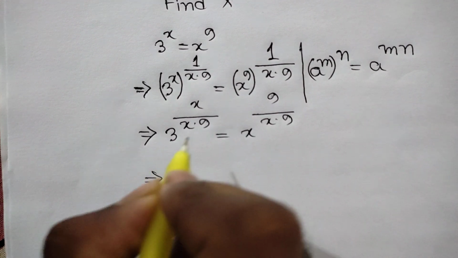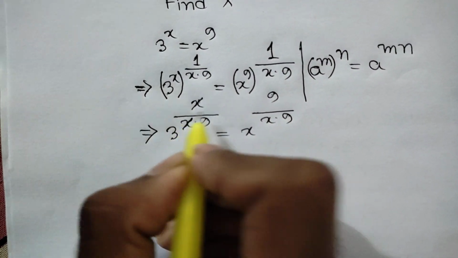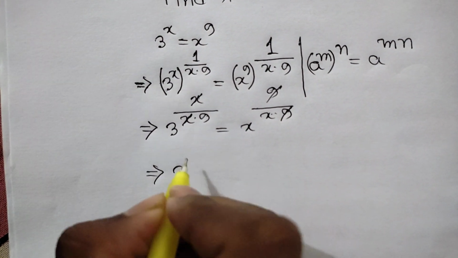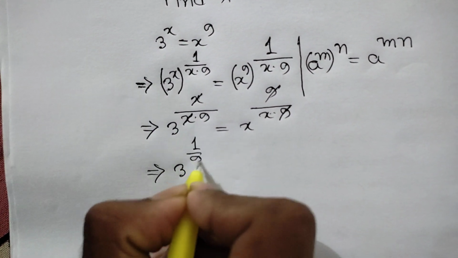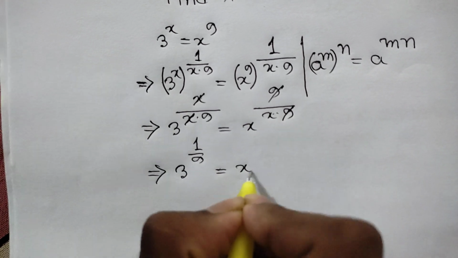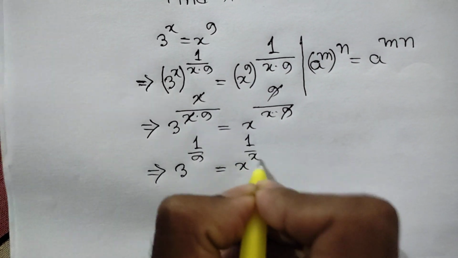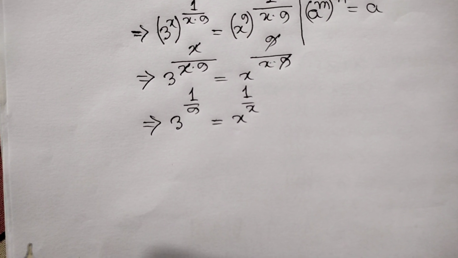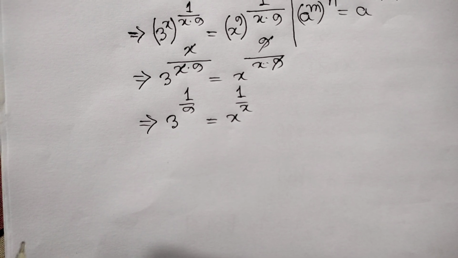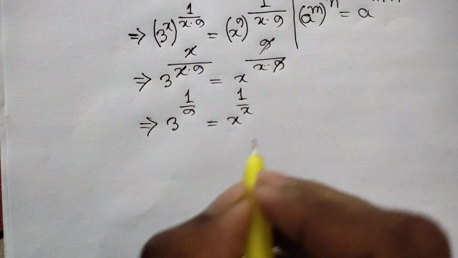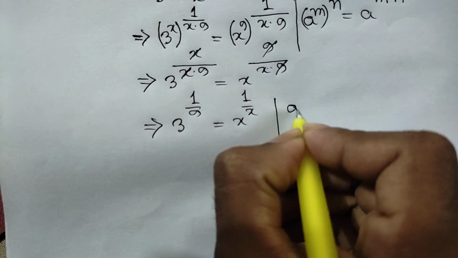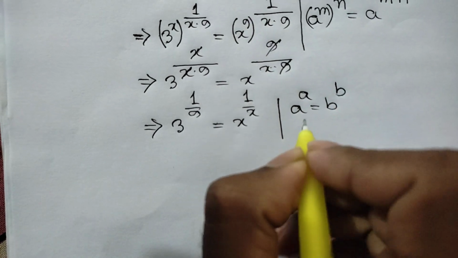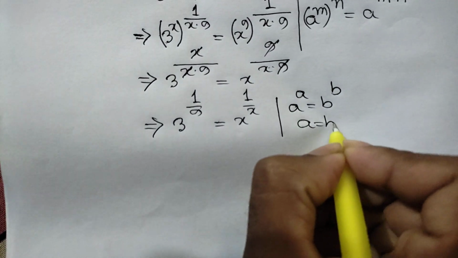Here this x cancels out this x and this 9 cancels out this 9, so we can write 3 to the power 1 over 9 is equal to x to the power 1 over x. To find the value of x, we have to make this equation like this: a to the power a is equal to b to the power b, then a is equal to b.